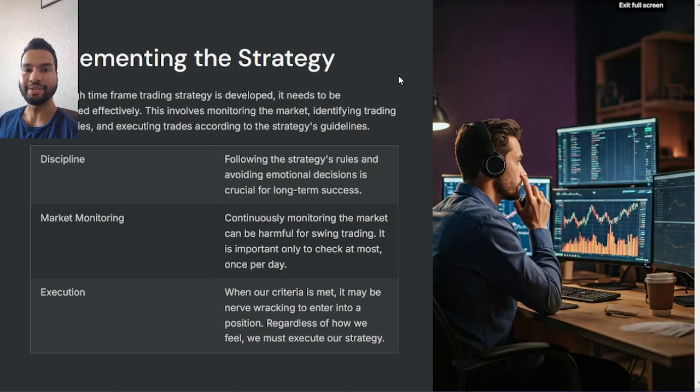So the strategy is very simple, but it takes experience, it takes discipline, it takes careful monitoring of the market, and it takes proper execution. You have to stick to your rules and you have to control your emotions. Regardless of which strategy you use, if you're not disciplined and you're not monitoring properly, you're over monitoring or under monitoring, and you don't execute when it's time, if you don't do these things, no strategy will work.